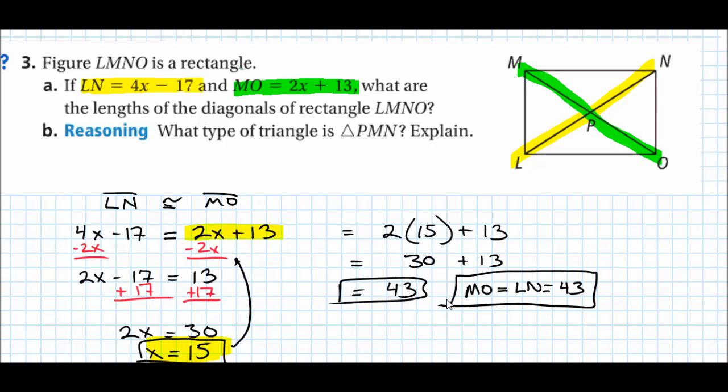The next question is, what type of triangle is PMN? Okay, well, let's think about this. What do we know about parallelograms? We know that the diagonals are bisected. Well, we also know in a rectangle the diagonals are congruent, so that means the bisected parts would both be congruent, so that would become an isosceles triangle.